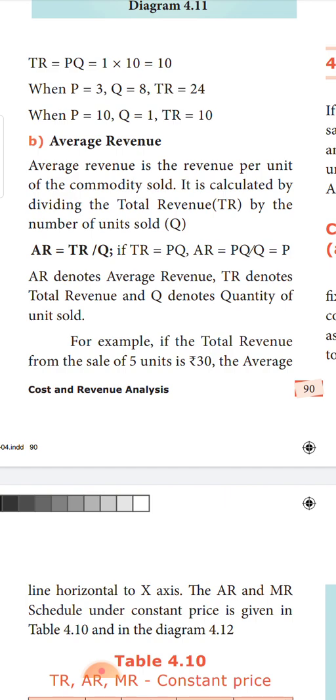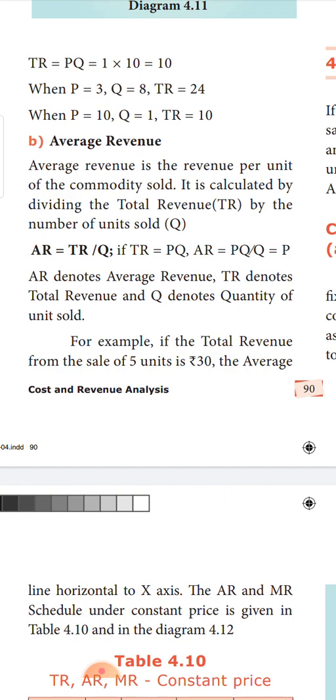When you sell one unit, what is the average revenue? If you are selling 10 units of commodity and you get 120 rupees by selling 10 units, what is the average revenue? 120 divided by 10, where 10 is the output that you are selling. So what is the value? 12 is the average revenue. So average revenue is what? Revenue per unit of commodity that is sold. How do you calculate it?